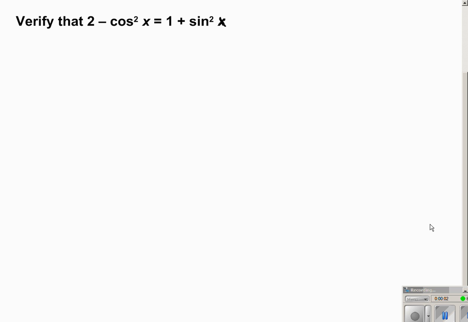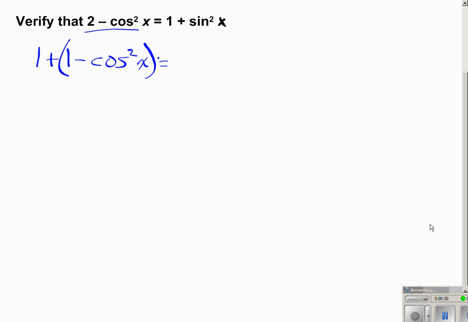Okay, our next trig identity is 2 minus cosine squared x equals 1 plus sine squared x. For this one, we notice that we have this 2 over here, but I'd really like to see a 1 minus cosine squared x because I know what that is. So I'm just going to rewrite it as 1 plus 1 minus cosine squared x.